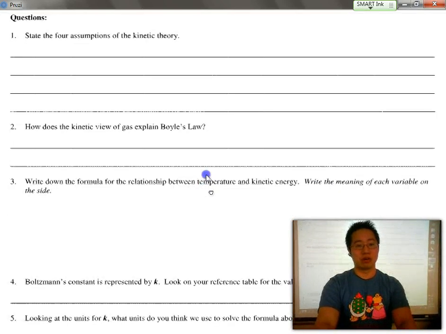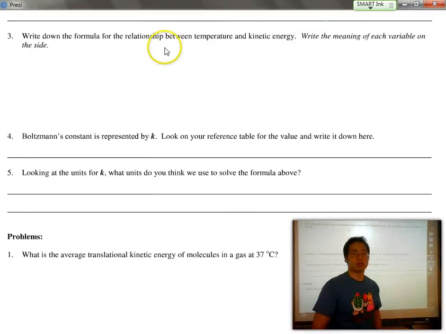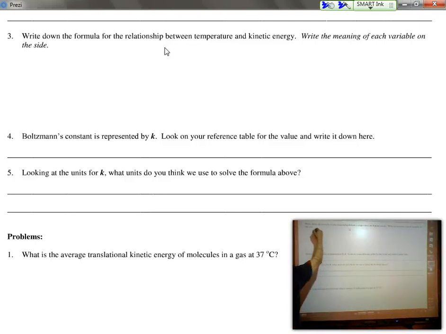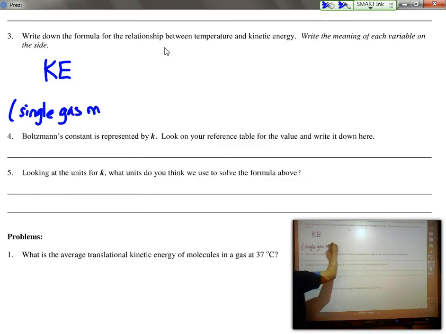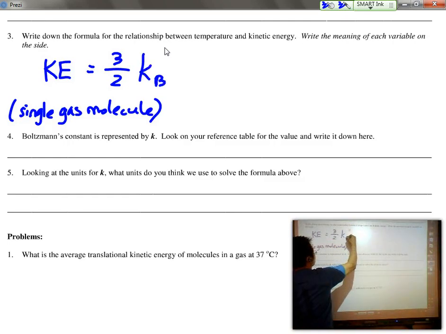Now, let's talk a little bit more about that fourth assumption, about the relationship between temperature and kinetic energy itself. So, the formula actually looks like this. Kinetic energy of a single gas molecule is equal to 3/2 Kb, which is the Boltzmann constant, we'll go over that in one moment, times temperature.